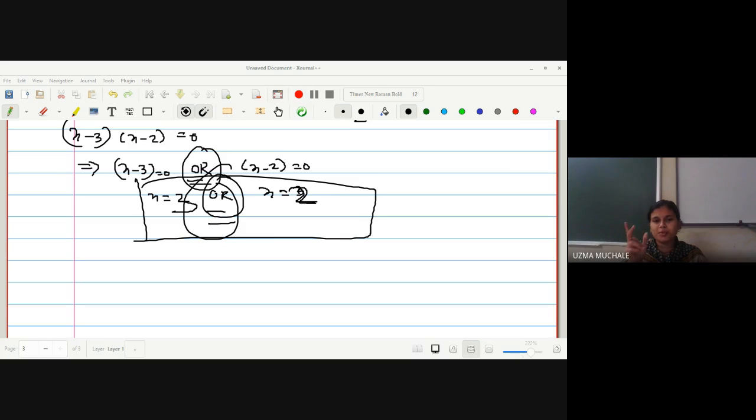If you had a little click there, you could have asked the teacher, why are we writing or, because both are the roots, no? That is what I explained just now: for the condition of without zero divisor, either A is 0 or B is 0, but if both are 0, that is also okay, no? No problem.